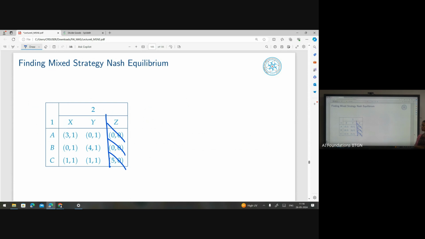So if player 2 plays X, what will player 1 play? If player 2 plays Y, what will player 1 play? Will player 1 ever play C? No. So the idea is if player 1 decides to play A with half probability, B with half probability, then it will strictly get 1.5 and 2, which is more than 1. So this is what you were asking the other day. This is what I'm trying to say, that there exists a mixed strategy of A and B that player 1 can play, which will strictly dominate the strategy C. Player 1 is never going to play C.